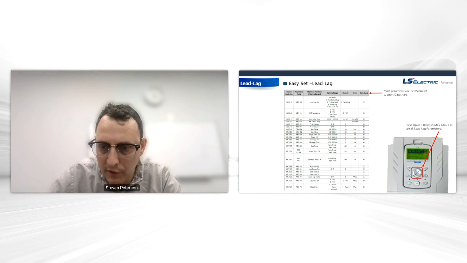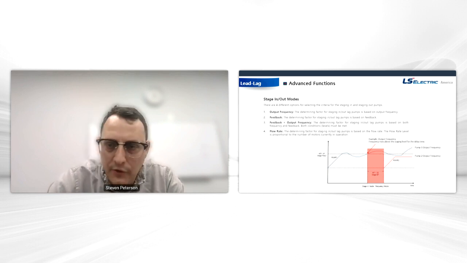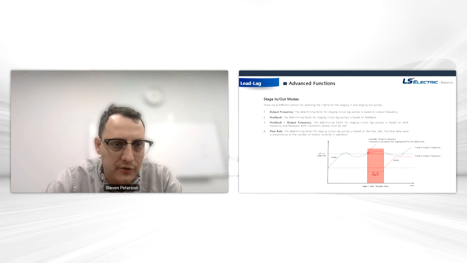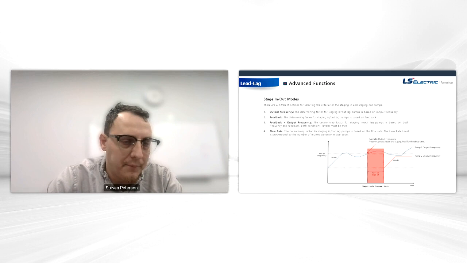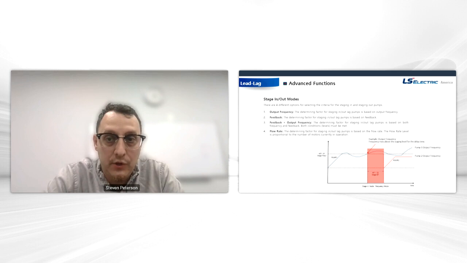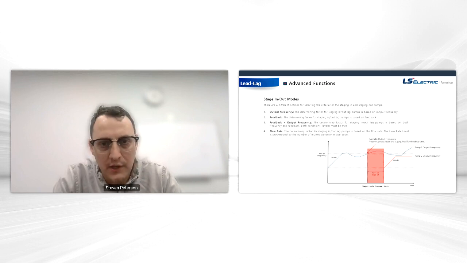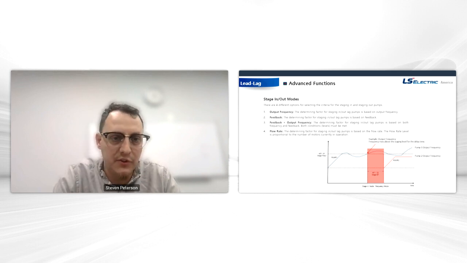So you'll see that. All right, after you do your macro setup, some of the key things you'll probably want to adjust are your stage in and stage out modes. Some people call this staging and destaging. There are actually 4 different options that you could select from for how you want to stage in and how you want to stage out, stage and destage.